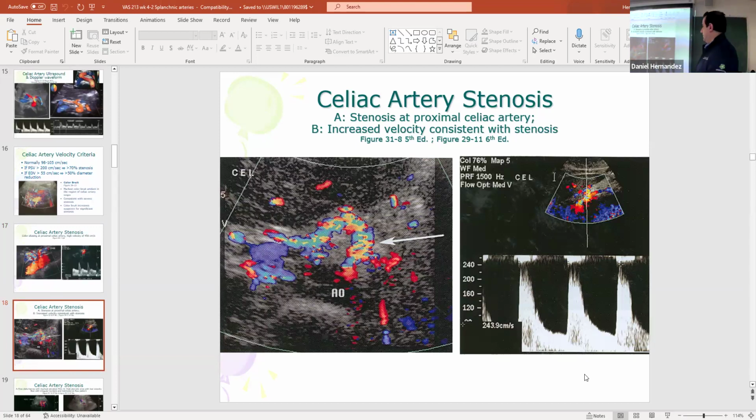And another picture now. So now in transverse aorta, we see the celiac artery coming off. Again, we see very turbulent flow, all this aliasing going on with elevated velocities.